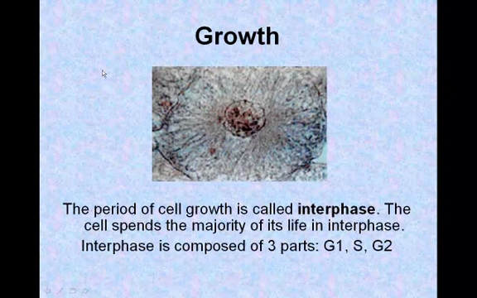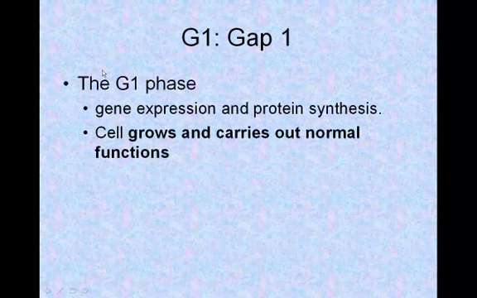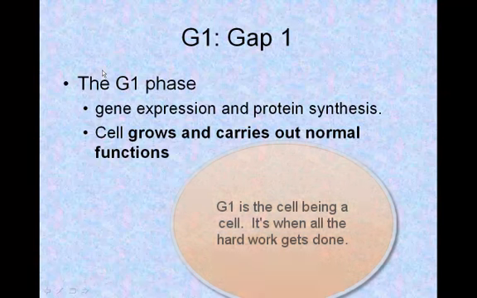And for this part, you're going to want to make sure you write small and abbreviate, paraphrase a little bit. So the first stage of interphase is G1, also called gap 1 or growth 1. So this is where the cell does what the cell does. Proteins are made, genes get expressed, the cell grows, and it does whatever that cell's supposed to do.